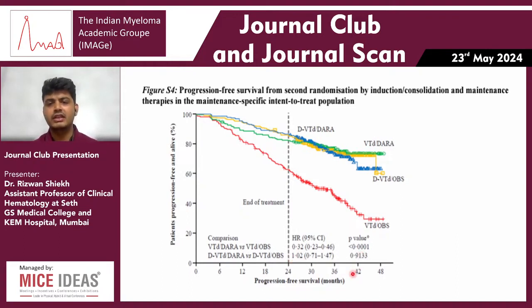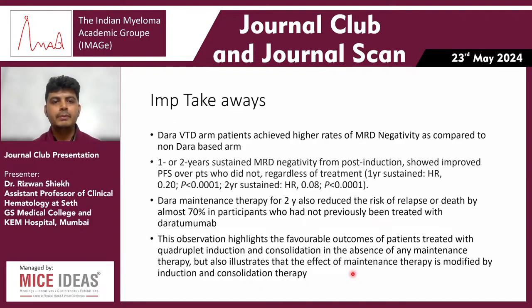So it was not significantly different for patients who received a quadruplet induction and were MRD negative, whether they were on Dara maintenance or on observation. The important takeaways from the discussions so far are that Dara-VTD arm patients achieve higher rates of MRD negativity when compared to non-Dara based treatment regimens. I mean to say quadruplet regimens. And sustained MRD negativity means MRD negativity at 2 different time points around 1 year apart. Patients with sustained MRD negativity tend to do better regardless of treatment.